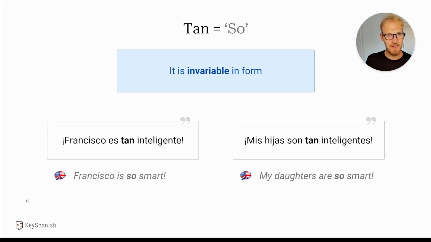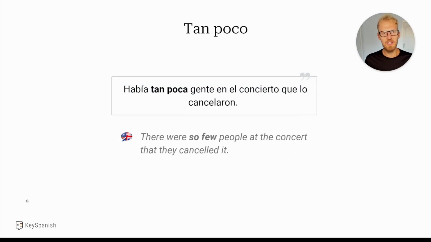So quite straightforward. A note about the usage of tan is that we can say tan poco, tan poca, tan pocos, tan pocas. For example, había tan poca gente en el concierto que lo cancelaron. There were so few people at the concert that they canceled it. So we can say tan poco to mean so few.